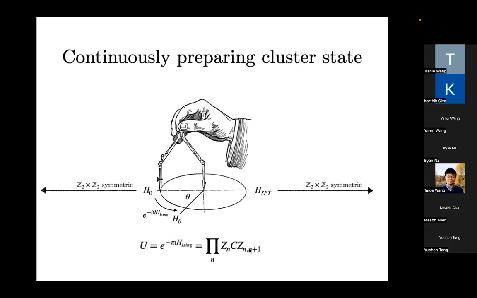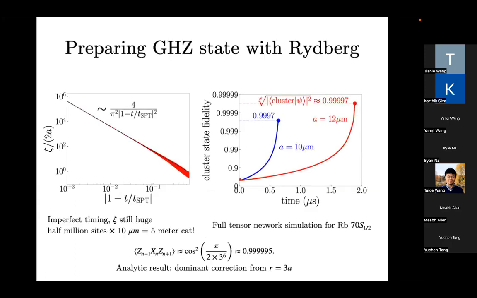So the plan in this protocol is to start with the plus state, evolve with the innate Ising interaction of the Rydberg atom for some time, and then measure half of the sites. And so you can ask, what if this angle is off by a bit? It turns out that even though you don't arrive exactly, the correlation length is still huge. So for example, if my time is off by 10 to the minus 3, my correlation length is still, for example, 500,000 sites.